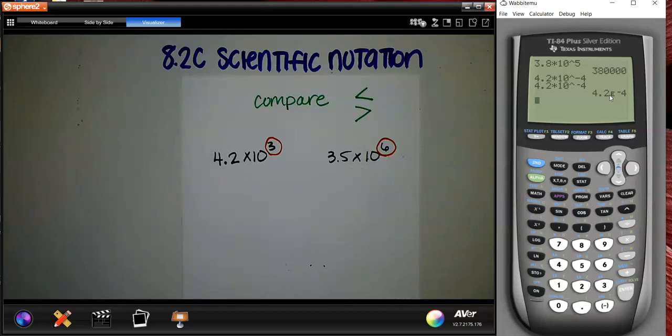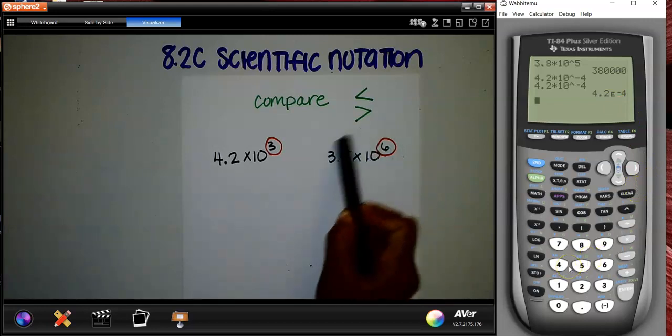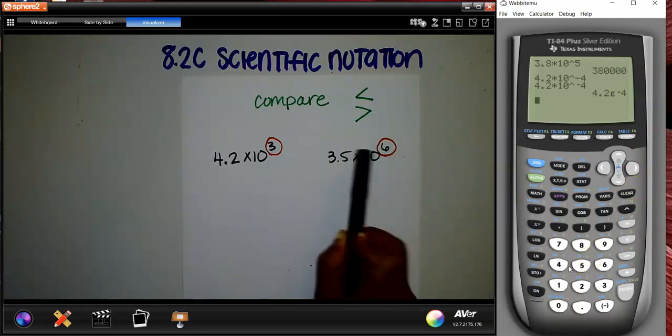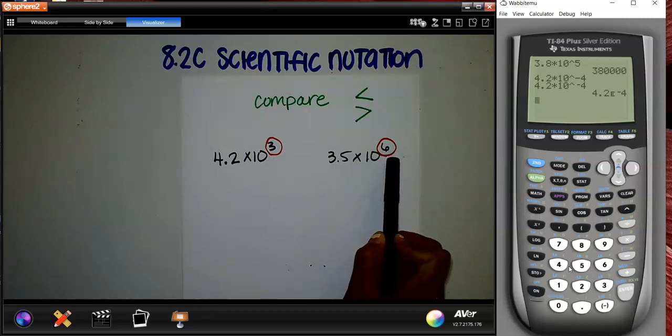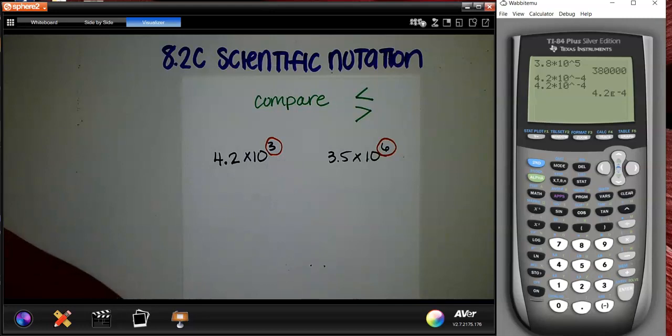But again, you can always double check and put them in your calculator. So here, I'm going to predict that this one is going to be larger because the exponent is to the power of 6 and this one is only to the power of 3. But let's double check.